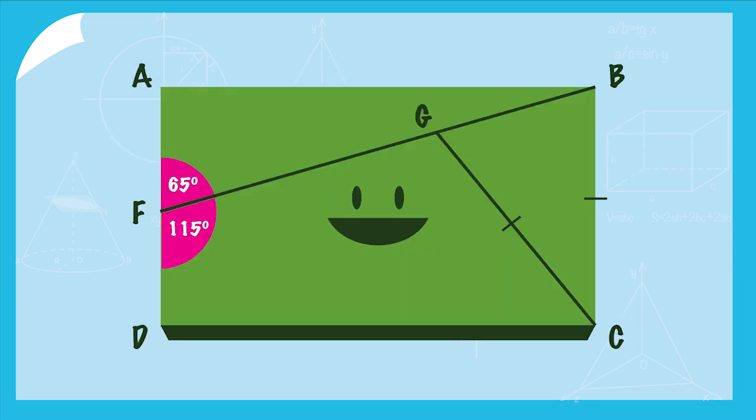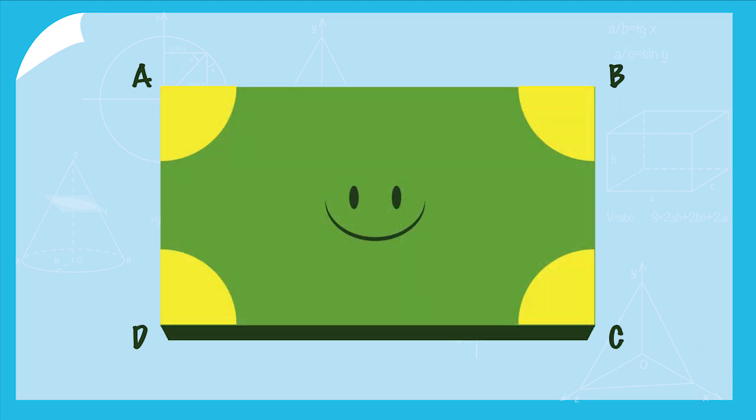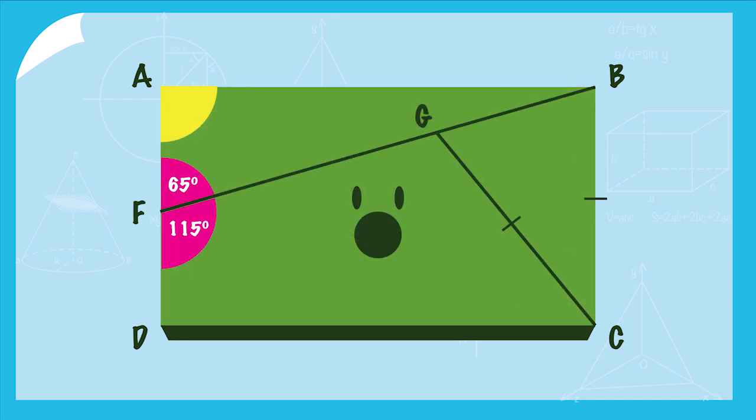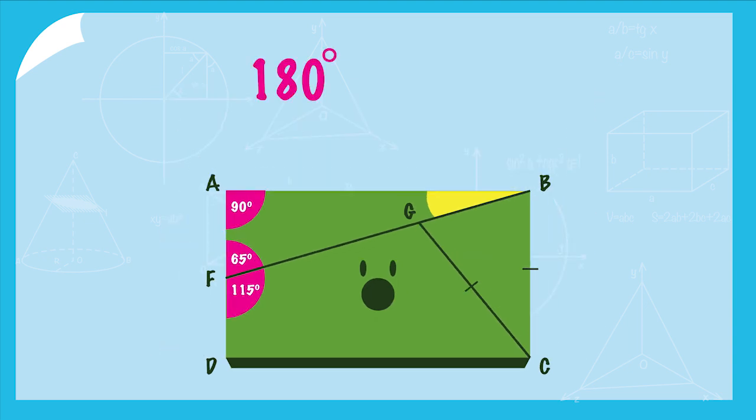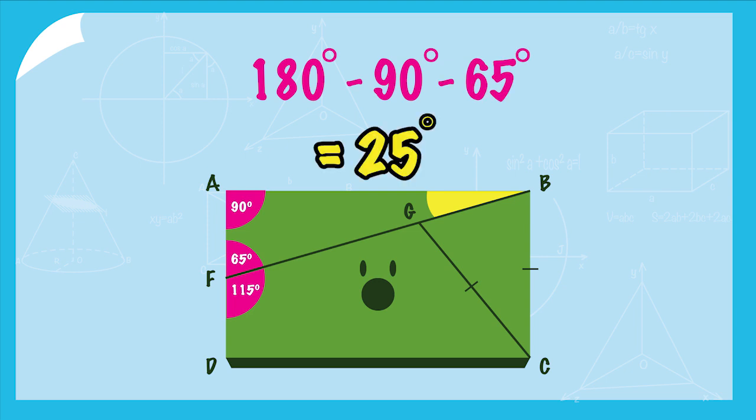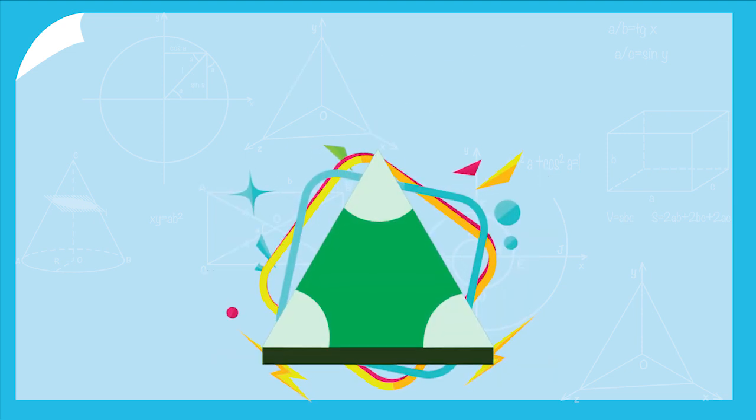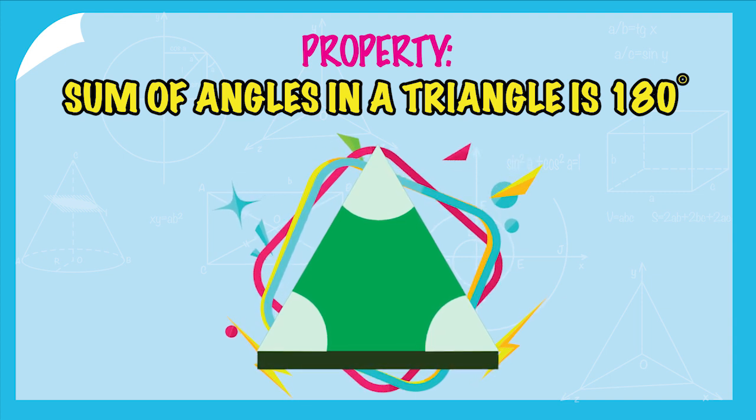Once you have found angle BFA, we also have to identify angle FAB. As this is a rectangle, all the angles are right angles. So, angle FAB is equal to 90 degrees. Now, to find the last angle of triangle FAB, we take 180 degrees minus 90 degrees minus 65 degrees. The answer would be 25 degrees. This is applying the properties of a triangle where all the angles add up to be 180 degrees.